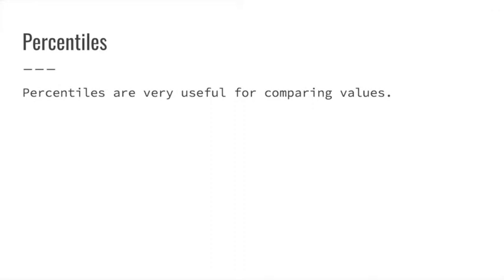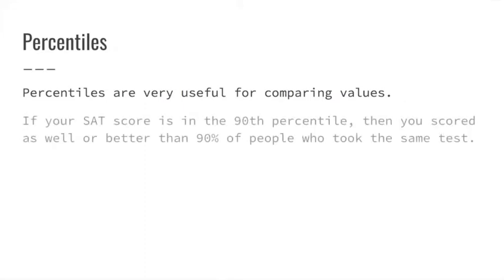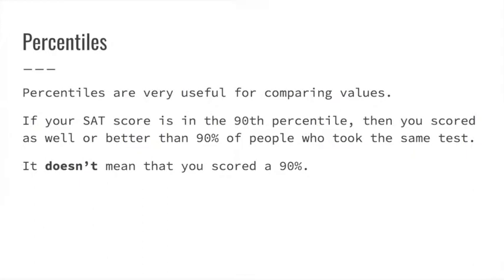Percentiles are fairly common if you've taken any kind of standardized testing, but they're really useful for comparing values. To give you an idea of what it really means, if you took the SAT and your score was the 90th percentile score, it means you did as well or better than 90% of the people who took that test. Doesn't mean you got a 90%, right? You didn't get it 90% right. It means you did better than 90% of the people who took it.